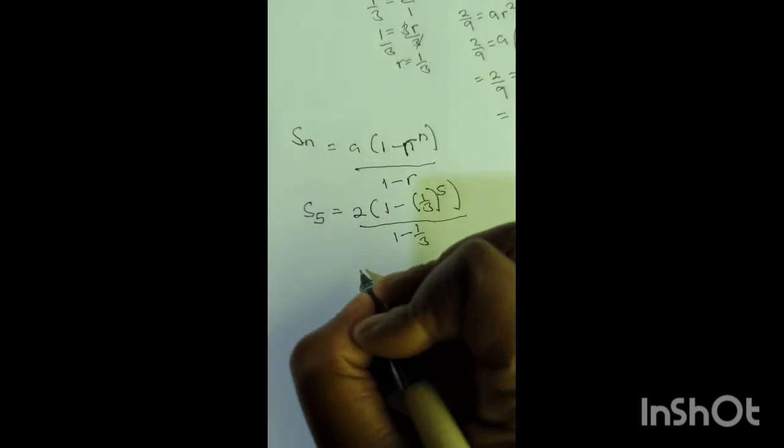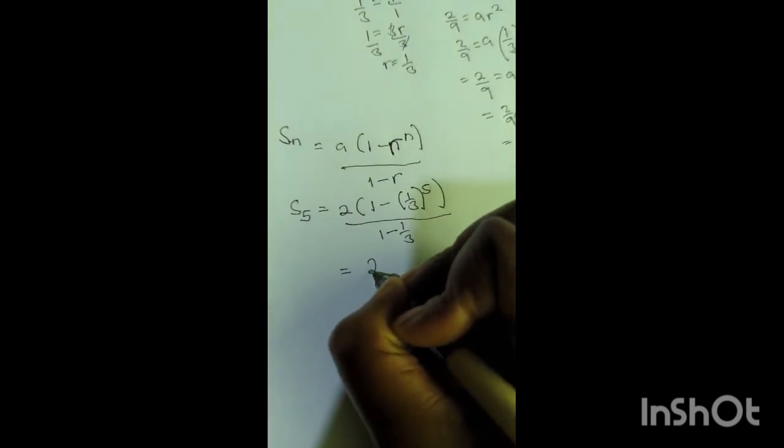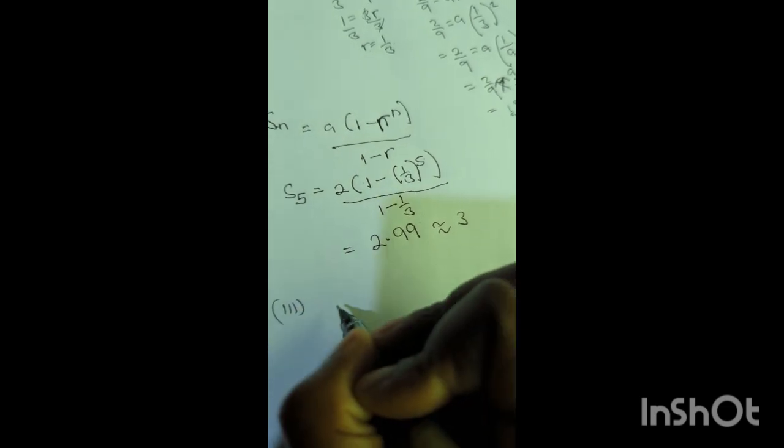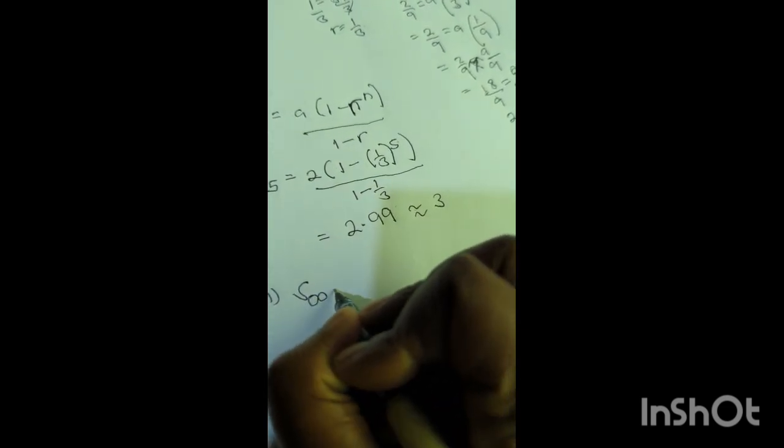Okay, then that will give us answers in decimal. The standard answers for paper 2 should be 1 decimal place. So your answer when you punch should give you 2.99, or if you round off it will be 3. That is the sum. Okay, then the last question is asking for the sum to infinity. This is the one I was talking about. The formula is there. Sum to infinity is given by a over 1 minus r.